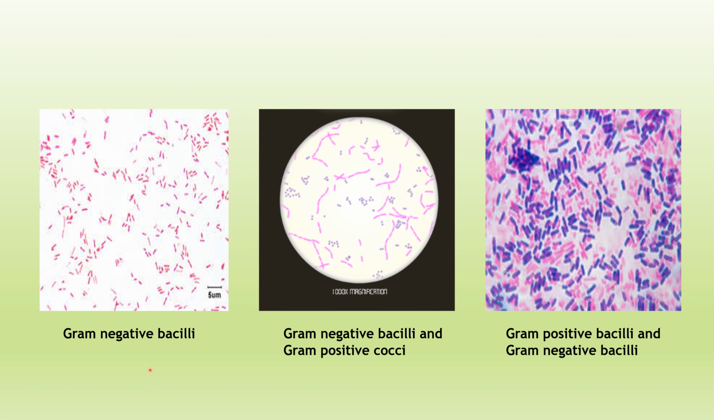So see here, this is a Gram staining slide where you can observe Gram negative bacilli. You can see pink color rods. So all are Gram negative bacilli. And here in this slide you can observe some bacilli which are Gram negative, pink in color, and purple color spherical shaped cells, those are Gram positive cocci. And then here, Gram positive bacilli and Gram negative bacilli, purple color rods and pink color rods, both are there.